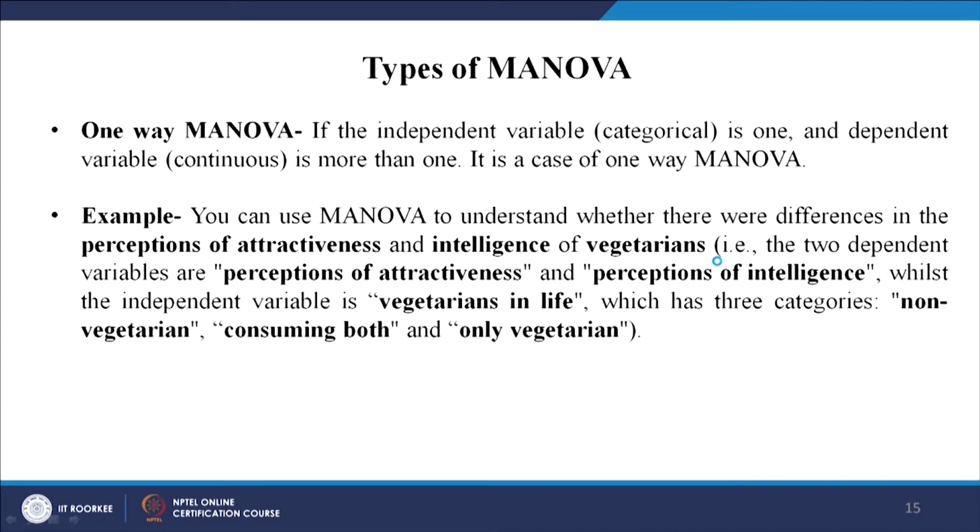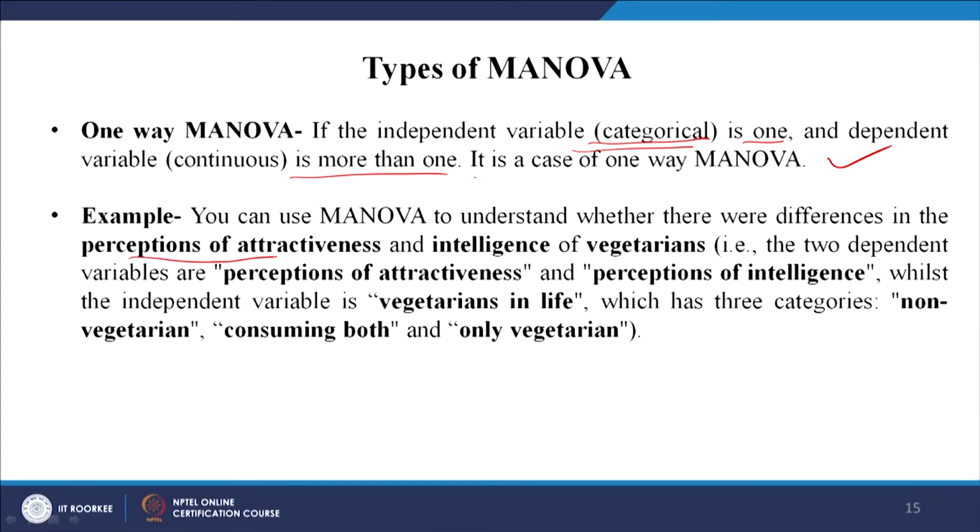Now, types of ANOVA, you can have one way or again n way. One way ANOVA, if the independent variable is only one, you have only one independent variable, and dependent variable is more than one, is a case of a one way ANOVA, right. In the ANOVA, what was happening? You had one factor, then one way ANOVA. If you had more than one factor, two factors, we are saying two way ANOVA, and three way.